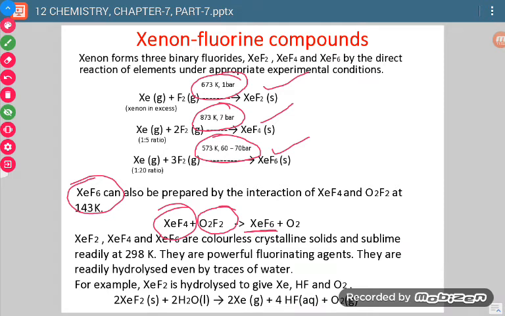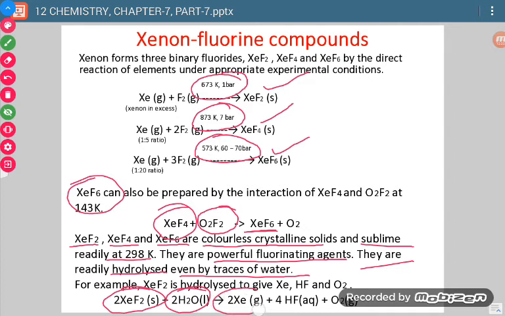Now see these fluorides XeF2, XeF4, XeF6, how are they? They are colorless crystalline solids and they sublimate at 298 Kelvin. 298 Kelvin is room temperature, so they undergo sublimation at room temperature. They are powerful fluorinating agents. They are readily hydrolyzed even by traces of water. When a very minute amount of water is present, even then they will undergo hydrolysis. For example, if XeF2 undergoes hydrolysis, it gives xenon, hydrofluoric acid and oxygen.